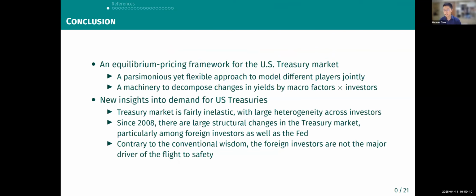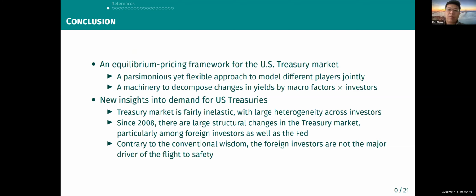All right, let me just conclude here. I relatively quickly went through the models and the results, but overall, this paper is an attempt to construct an equilibrium pricing framework for the treasury market to be able to speak to the heterogeneities. And we hopefully provided some new insights into the demand for U.S. treasuries in terms of their countercyclicality, in terms of the structural changes, and in terms of the overall elasticities of the market. So I'm going to stop here. Thank you very much for the attention. I look forward to joining this discussion.